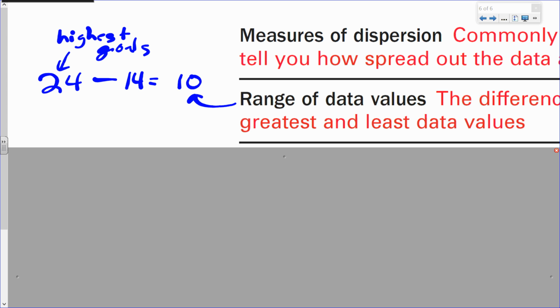That's your range. You just take the highest data value, subtract the lowest data value. I'll put lowest. And that's how you get your range. Very simple. This is not high-level math here. Take the highest, subtract the lowest, that's your range. Range is how spread out the data is, the distance between the highest and lowest, okay?